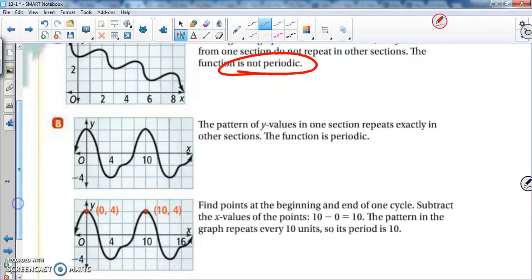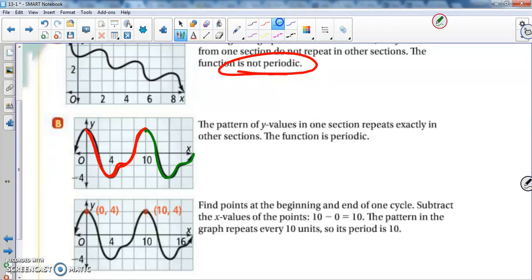Example B. If we pick a point on the line, and go to it again, does this occur again? Since the patterns of the y values in one section repeat exactly in the next section, as you can see the red and then the green, this is periodic.